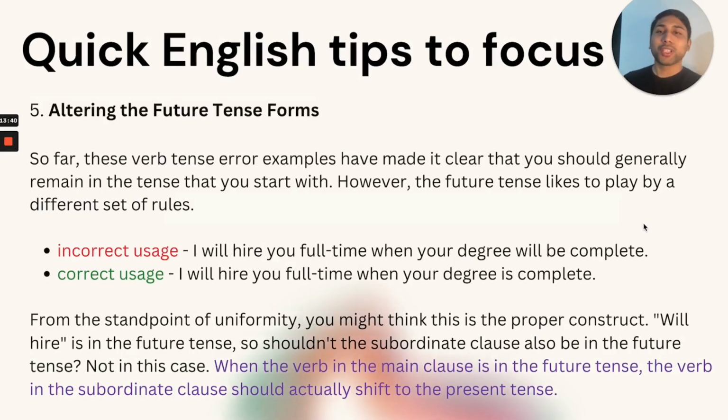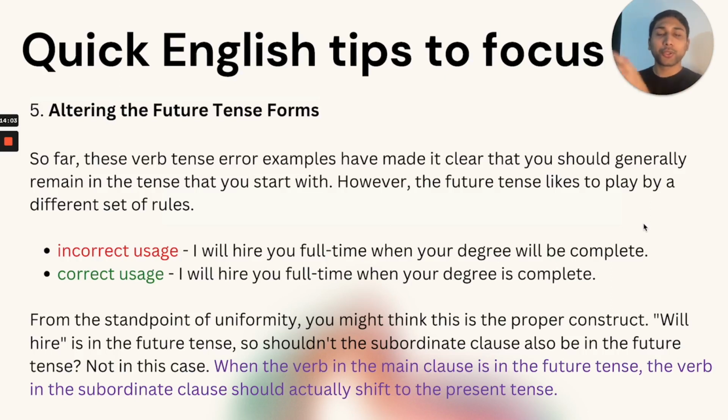Last one, future. Future is very simple. I will do this, I shall do this, and all those kind of things. Just one recommendation here. When there are 2 phrases, right? I will hire you full time when your degree will be complete is incorrect. It sounds right, but it is incorrect. In the second phrase, you use present tense. I will hire you full time when your degree is complete.